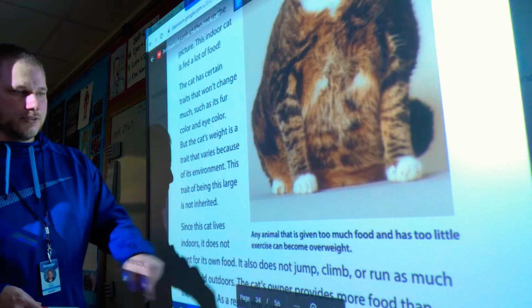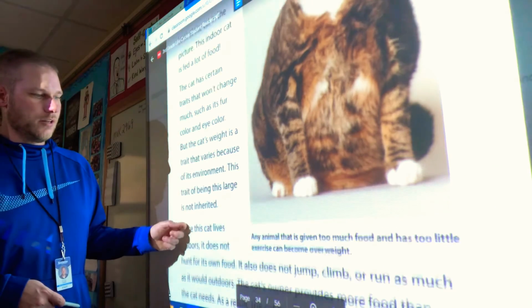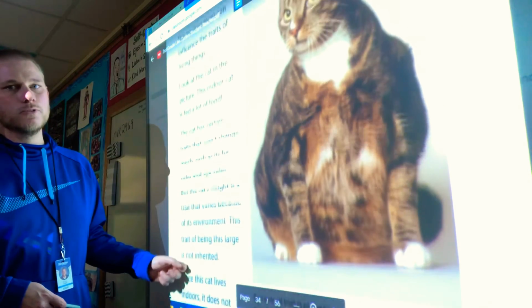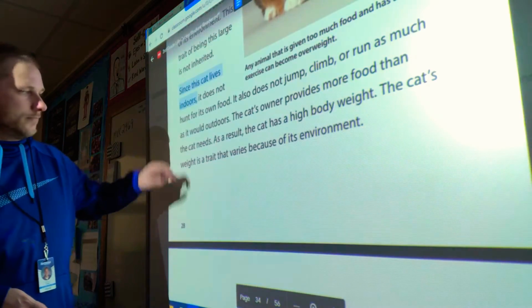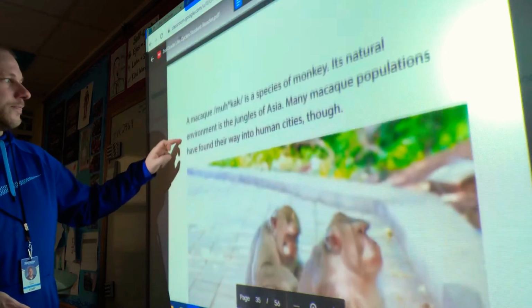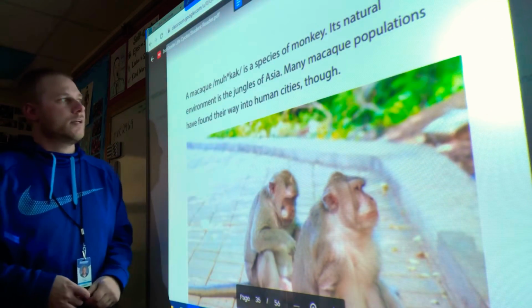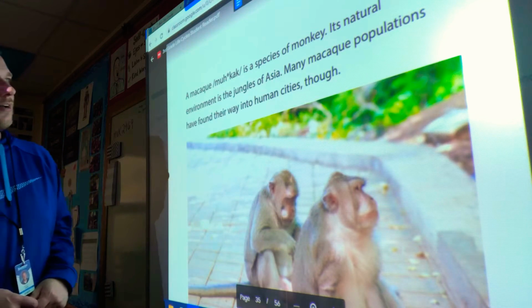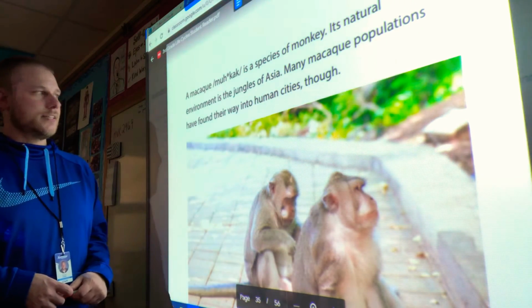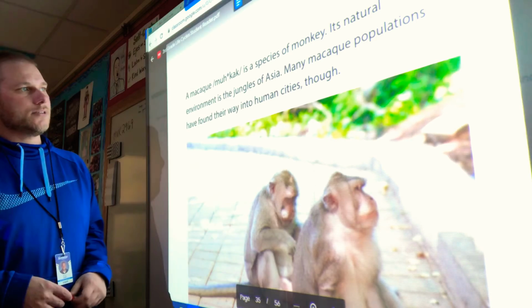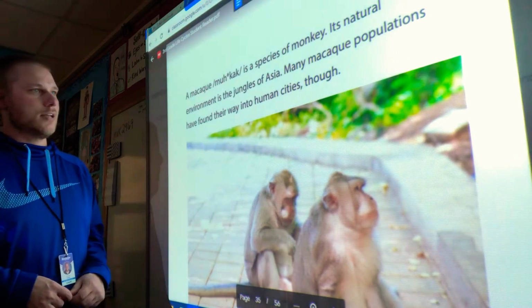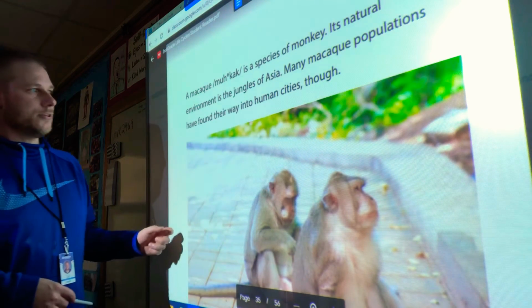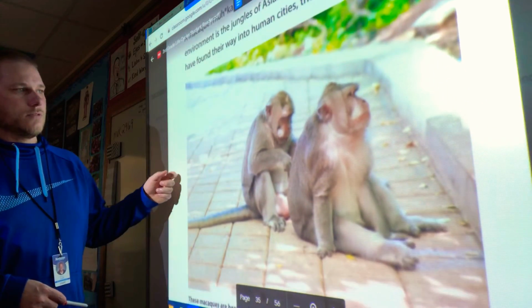Any animal that is given too much food and has too little exercise can become overweight. A macaque is a species of monkey. Its natural environment is in the jungles of Asia. Many macaque populations have found their way into human cities, though.